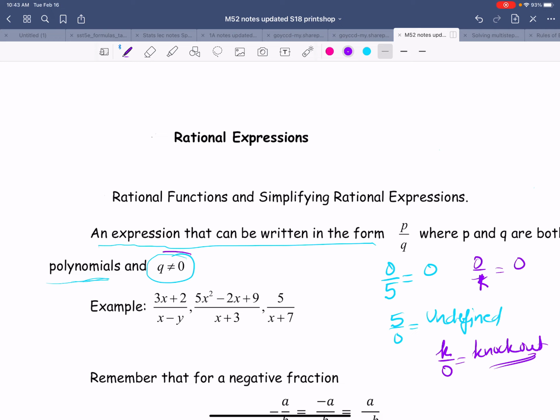So that's why we make sure that the denominator is never equal to 0. The top expression is called the numerator and the bottom expression is called the denominator. Remember the word D for down, D for denominator.